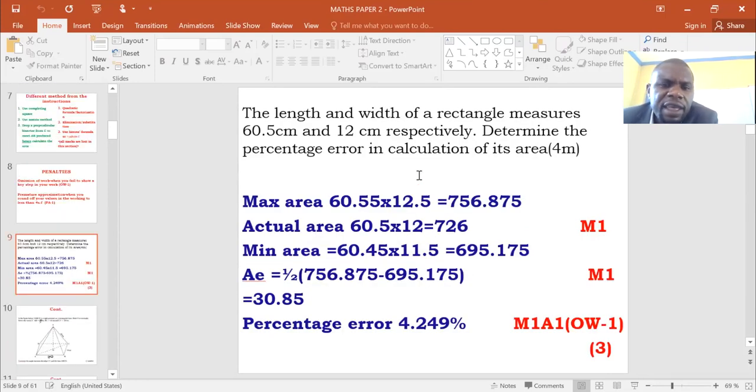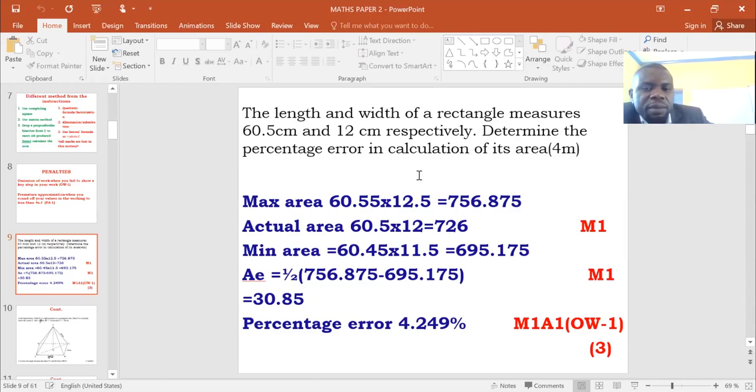So when can I omit work? Let's look at that question. You are told that the length and width of a rectangle measure 60.5 and 12 centimeters respectively. Determine the percentage error in the calculation of its area. That's an example. In this particular question, it is awarded 4 marks.